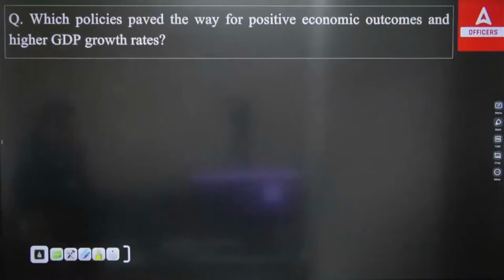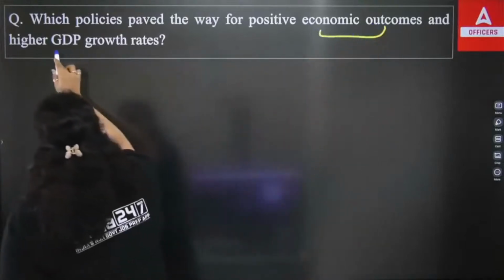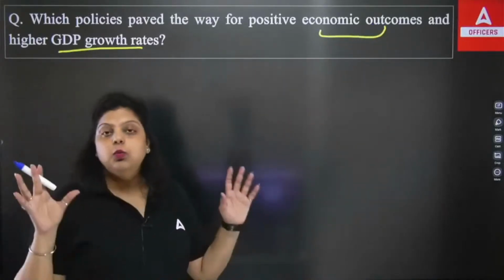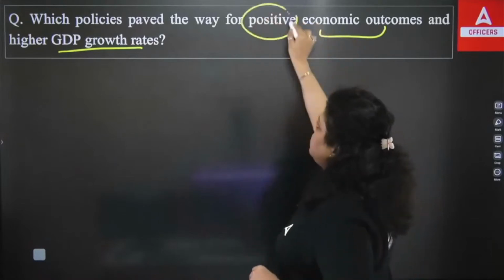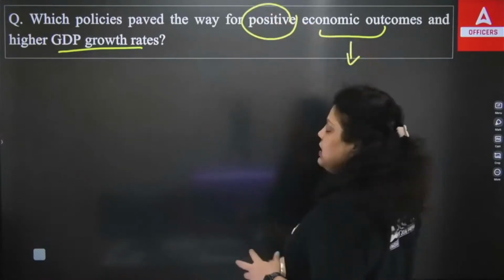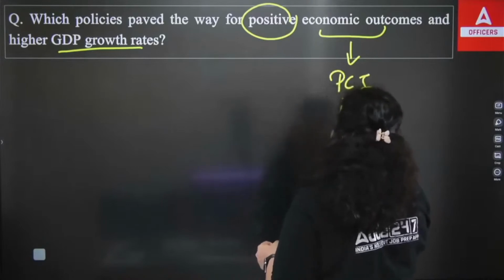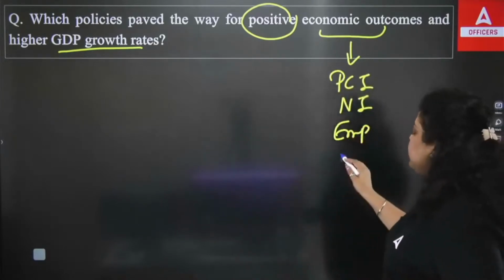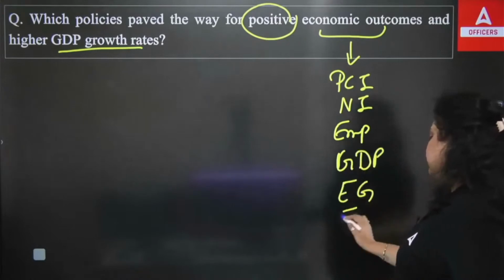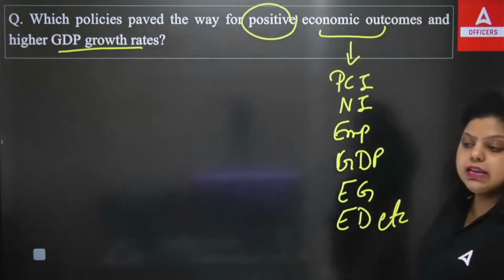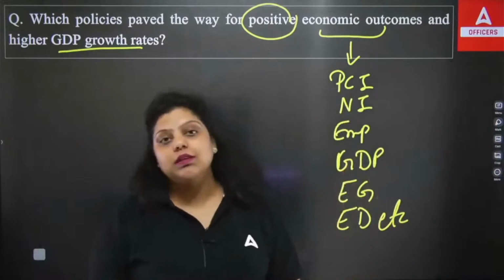Okay, so let's start the session, and we are going to discuss the question here. The first question in front of you is this: with policies pave the way for the positive economic outcomes and the higher GDP growth rates. So let's first understand what these terminologies are, then I will show you the options here. The positive economic outcome means what? The positive economic outcomes talk about the positive economic indicators. It can be your per capita income, national income, employment opportunities, GDP growth, economic growth, economic development, etc. So all the economic indicators which represent how the economy is performing, and the economy performing well is a positive sign, that is known as the positive economic outcomes.